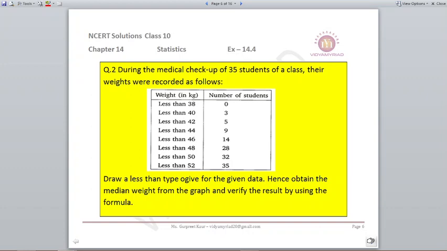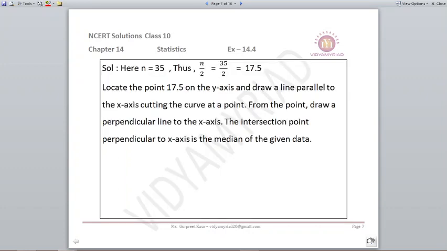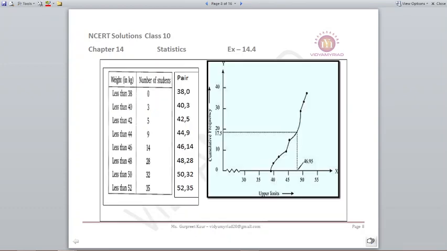Now let us see how we can proceed. Since the total number is 35, that is n is 35, n upon 2 becomes 35 upon 2, which is 17.5. This 17.5 we will mark on the y-axis along with the cumulative frequencies on the graph. Now how to make the graph? For the graph we need to have the pairs. We already have the less than type form, and we already have the cumulative frequencies.